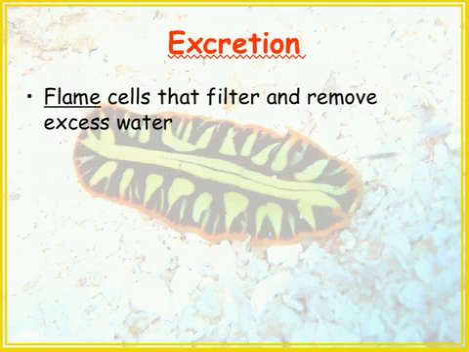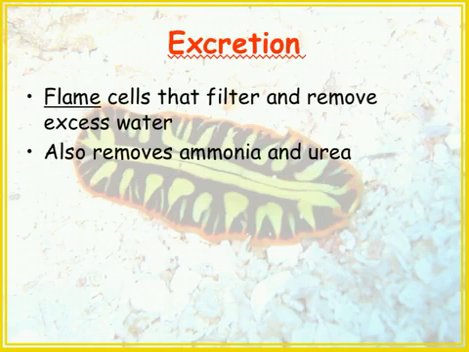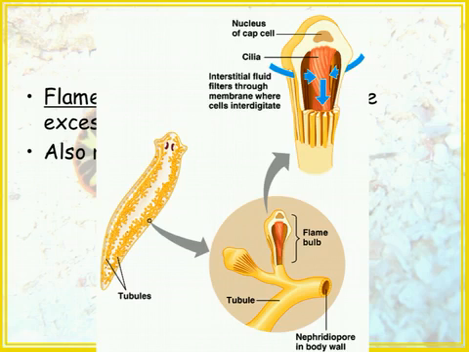These flame cells filter and remove water and also ammonia and urea. Those are byproducts of cellular chemical reactions, and they need to exit the body so they don't poison the body's cells. So here's a picture of flame cells. They bring the body's fluids through them, and then they filter out the ammonia and urea and help it exit the body. So there's these little holes all over the flatworm's body where the waste exits.